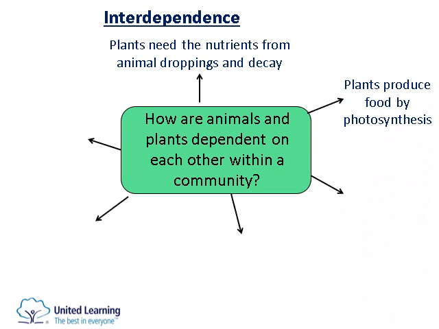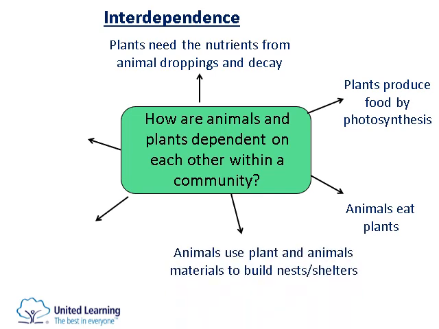Plants produce food by photosynthesis, and that food is for the animals. So animals rely on plants in that way. Animals also use plants as shelters to build nests. And animals return effectively that favour to the plants, because plants are reliant on some animals to pollinate them. So they're able to reproduce and produce more plants and pass on their genes.